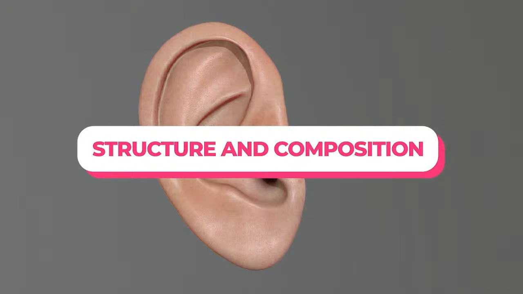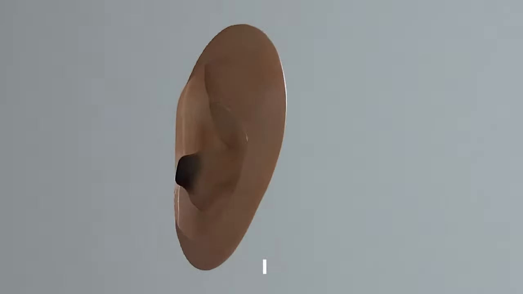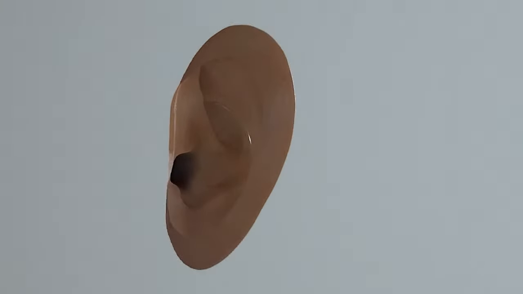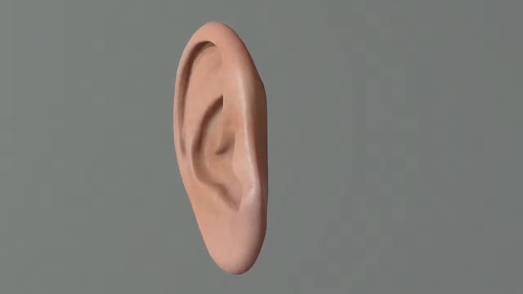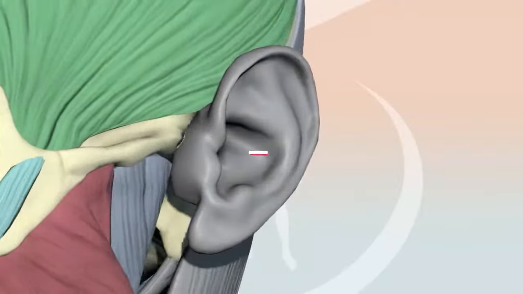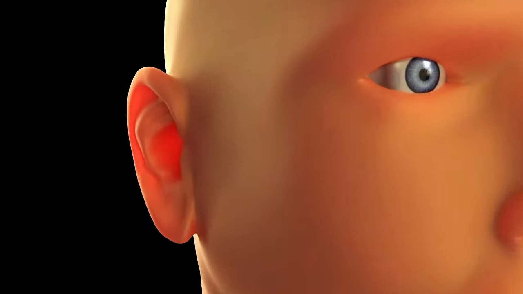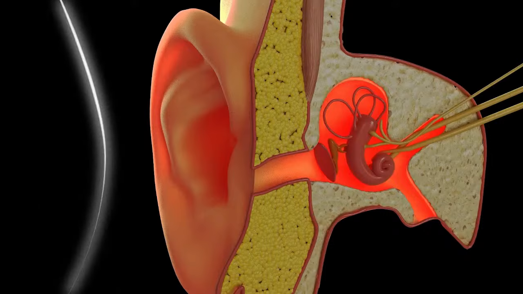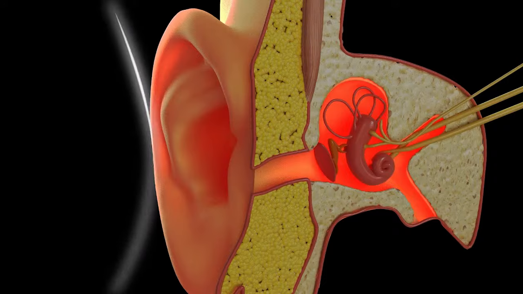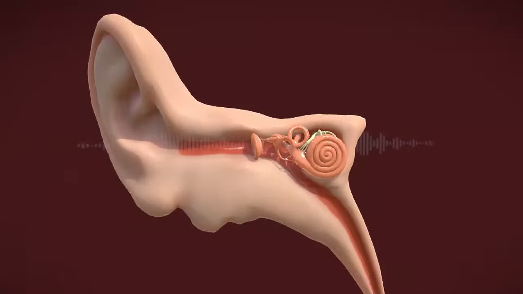Structure and composition. The pinna is primarily made up of cartilage covered by skin. The cartilage gives it a firm yet flexible structure. It has a unique, complex shape with ridges and folds, such as the helix, the lobule, and the tragus. Function in hearing. The primary function of the pinna is to capture sound waves from the environment and funnel them into the ear canal towards the eardrum. Its shape is designed to efficiently collect and direct sound. Different parts of the pinna help in gathering sounds coming from various directions, which is important for locating the source of a sound in the environment.